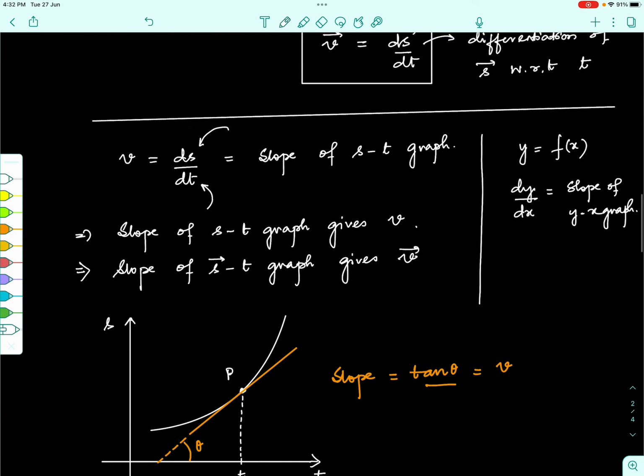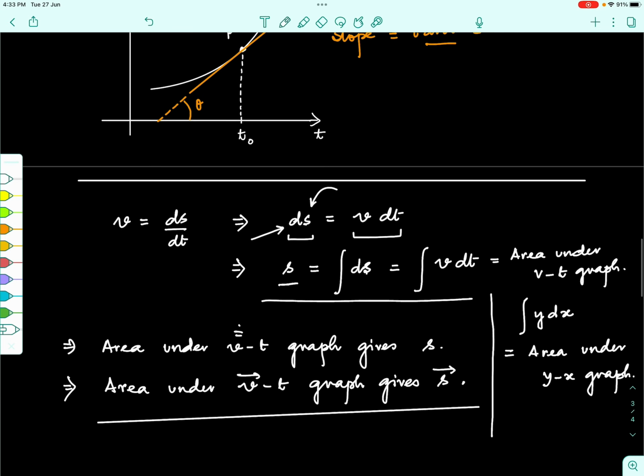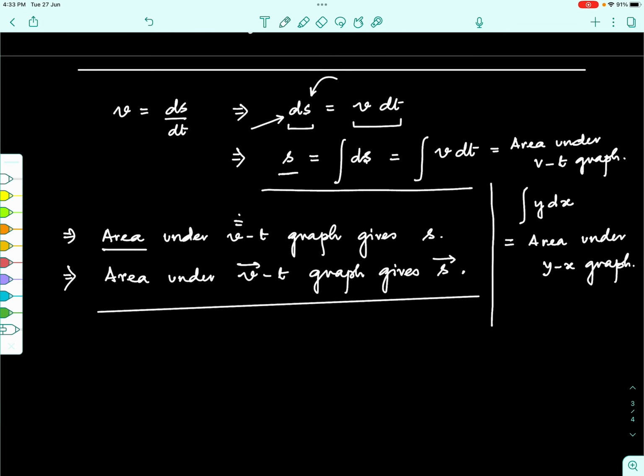So, one important result is that the slope of the distance time graph gives the speed and the slope of the displacement time graph gives us velocity, and the other set of results is that the area under the speed time graph gives us the distance travelled and the area under the velocity time graph gives us the displacement covered by a body.